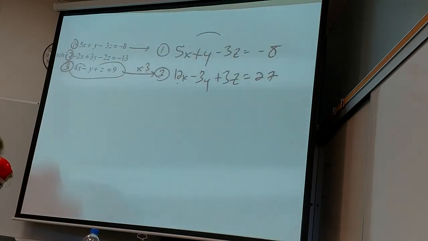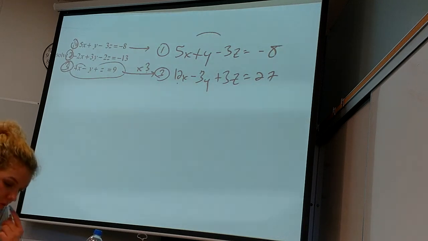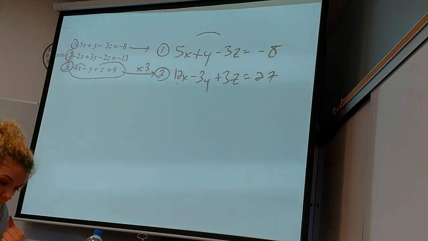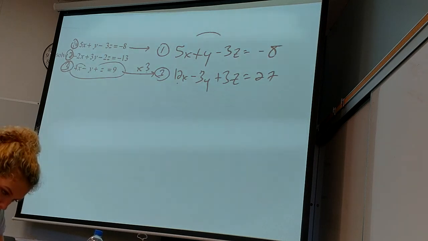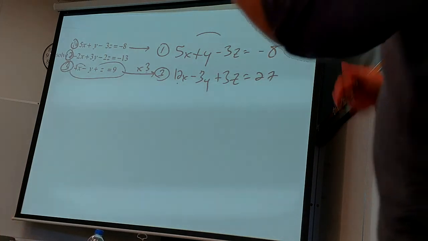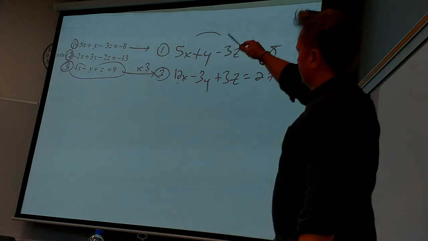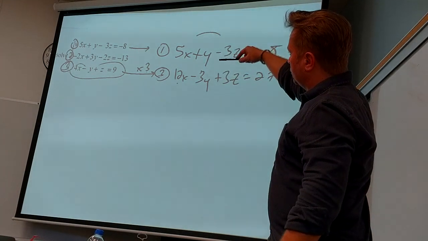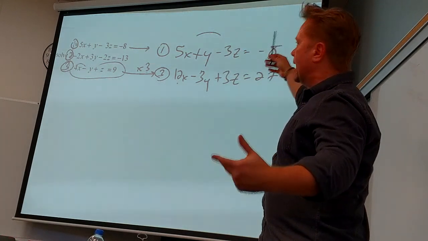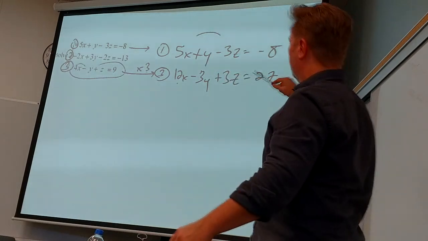All right, let me stop right there. Does everybody see why we did what we just did? Okay. Why did we do it? Because we picked the z to kill. If I add those equations together now, the z's won't die. I need a 3z there, so I put a 3z there.